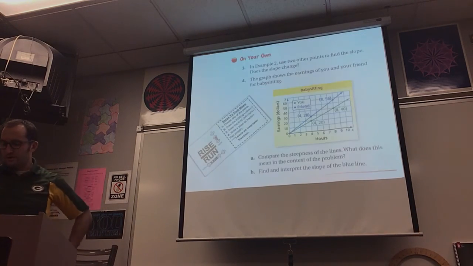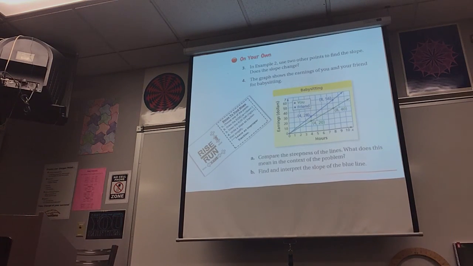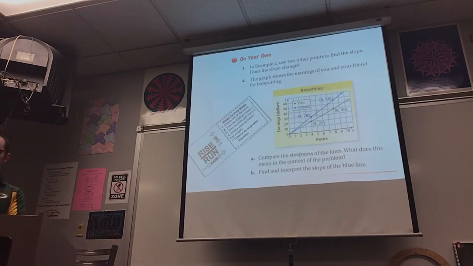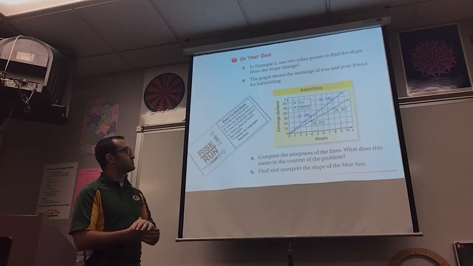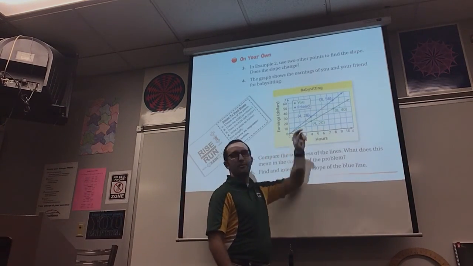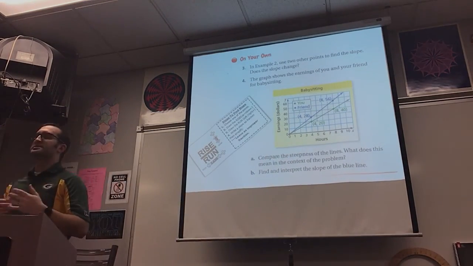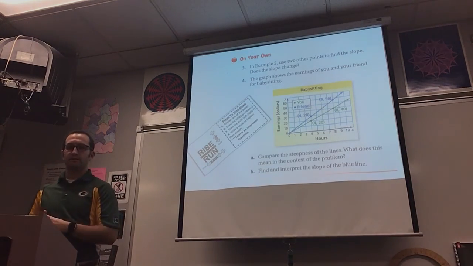All right, let's try one of our own. In example 2, we used 2 other points to find the slope. Did we do that? Yes, we did. The graph shows the money you earn for babysitting. So here we go. Here's babysitting. You are the bottom one, your friend is the top one. Compare the steepness. What does that mean?